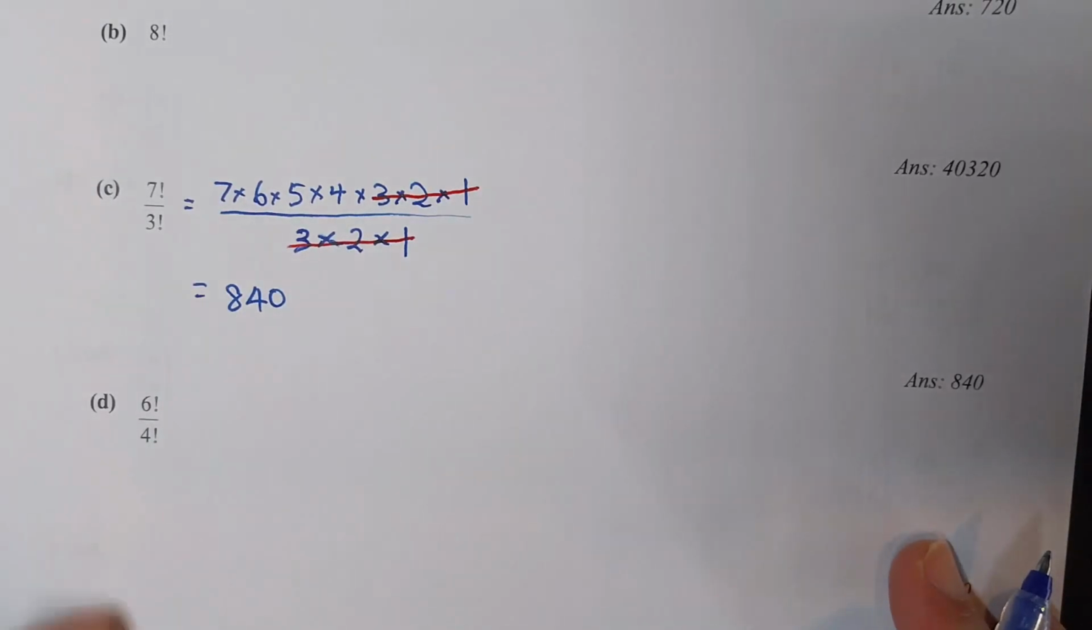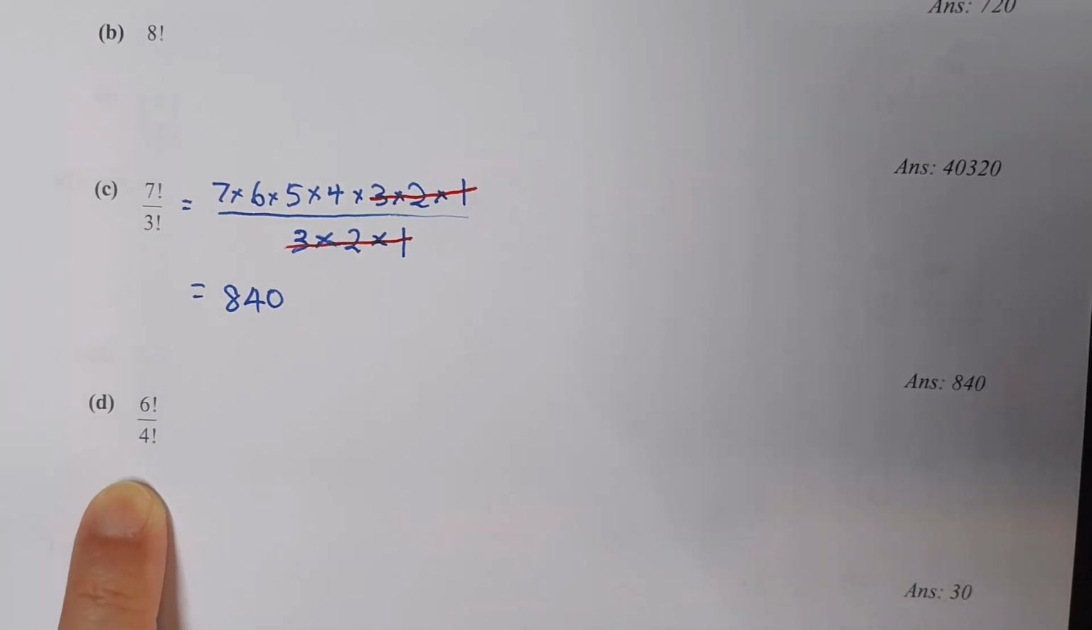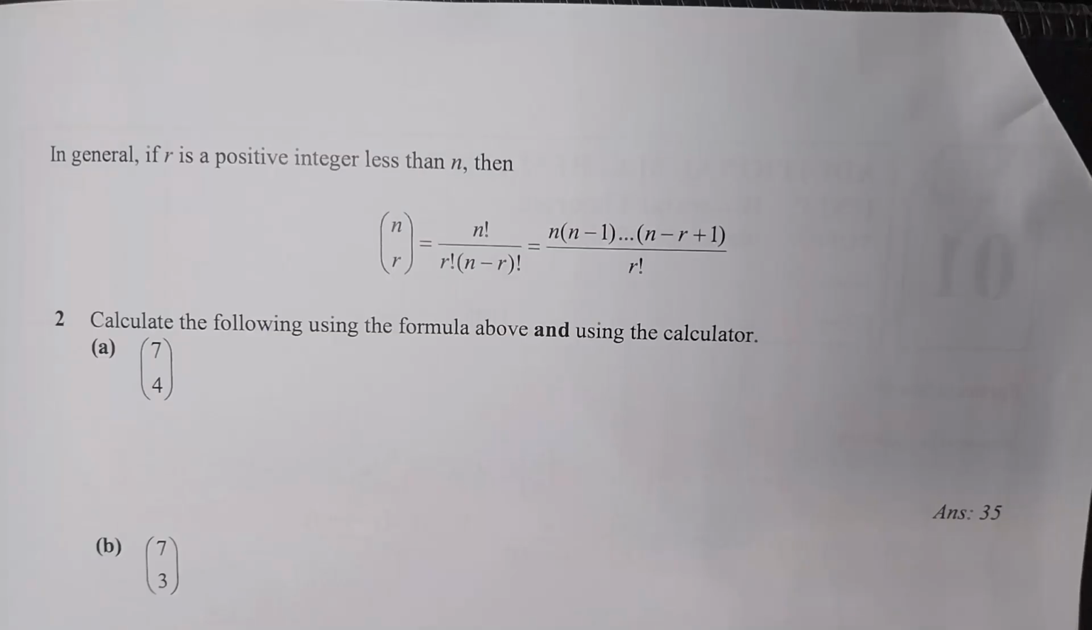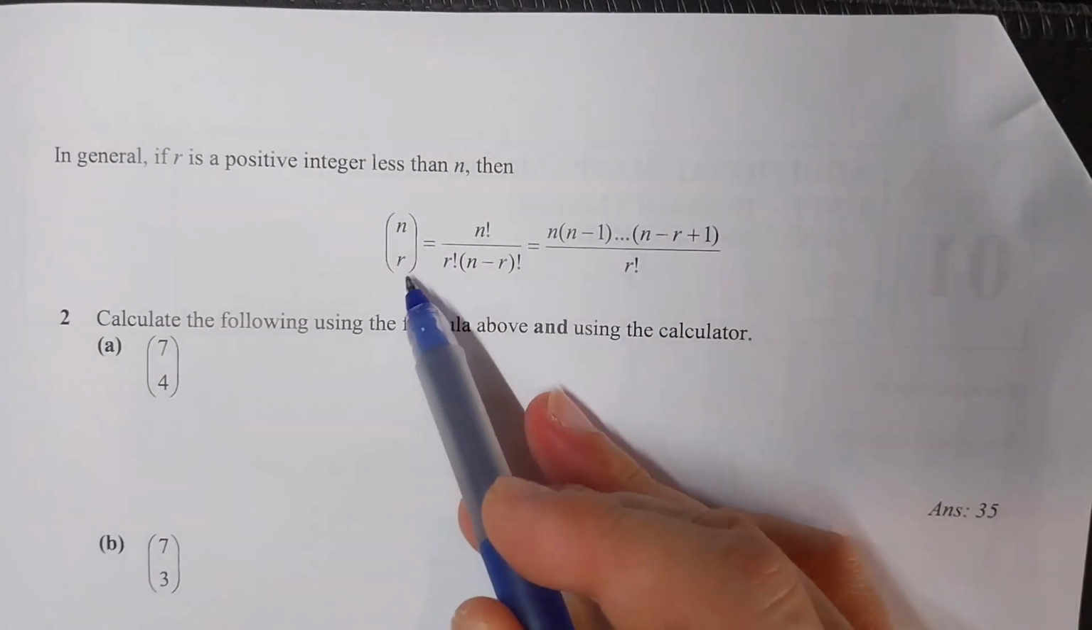Now, why don't you try the next question here? What is the value of 6 factorial over 4 factorial? Are you able to get 30? Now, let's take a look at the next notation, which is n choose r.